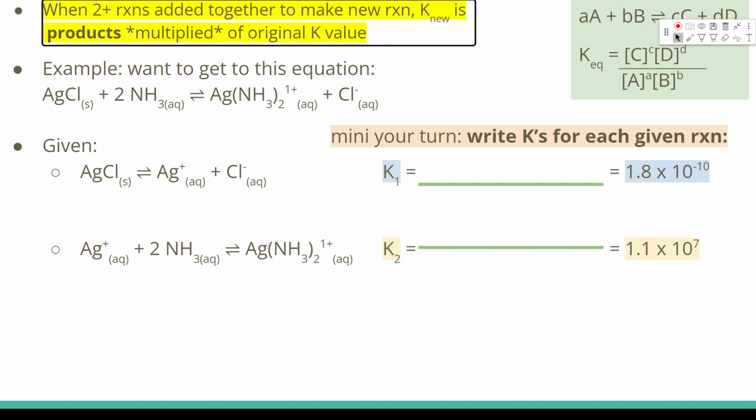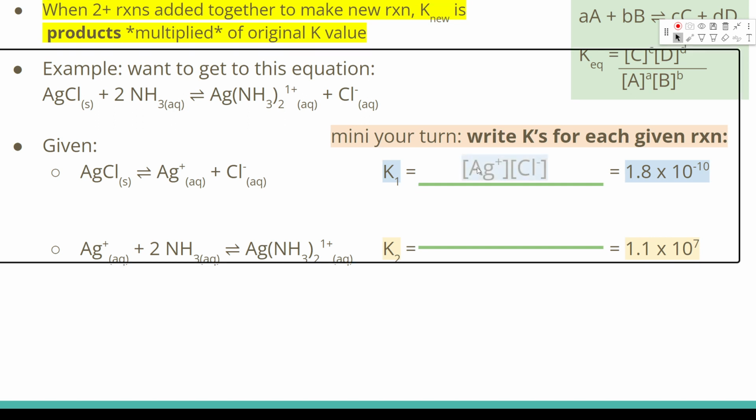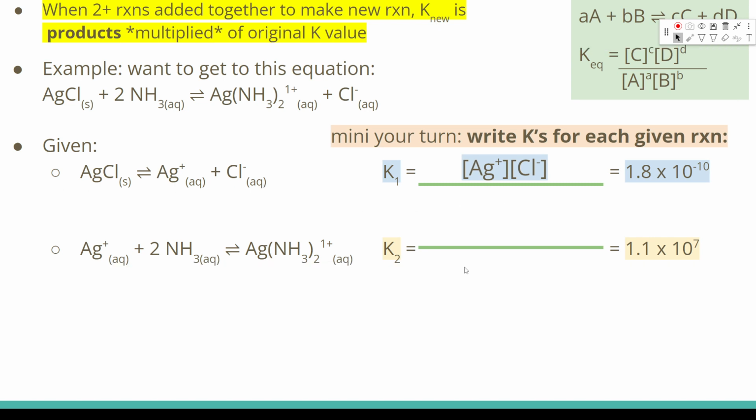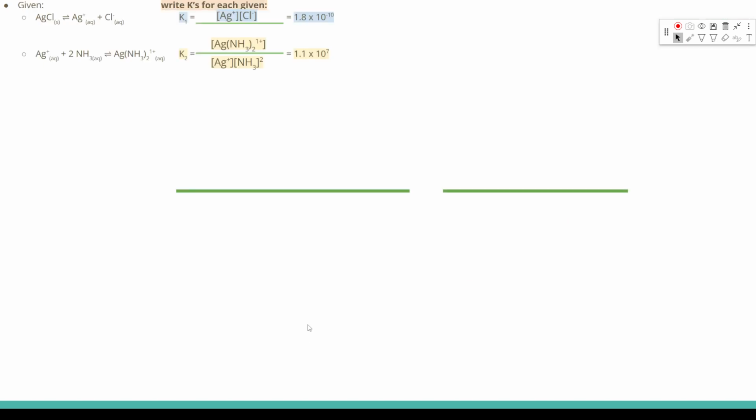Okay, and so for the first one, we only have aqueous, no solid. That's why there's no solid on the bottom. And then for the second one, cool. So products over reactants. Beautiful. And so I have that up here just as a reference.